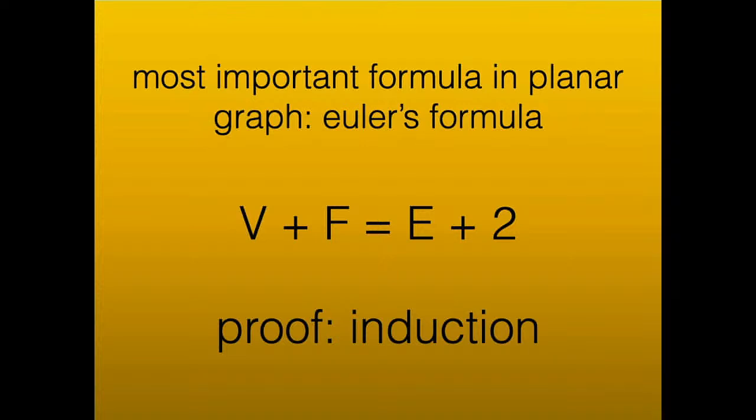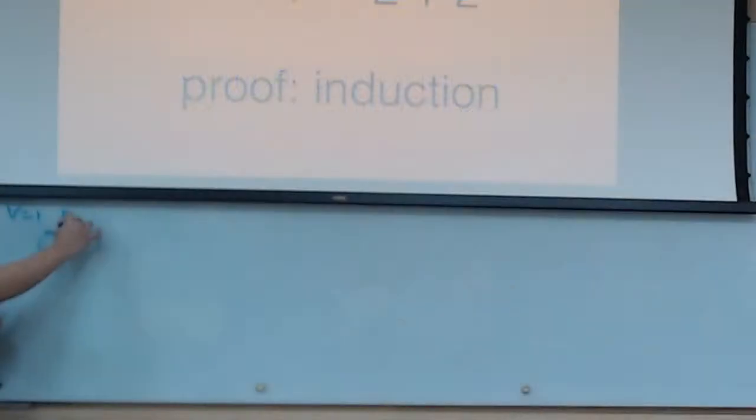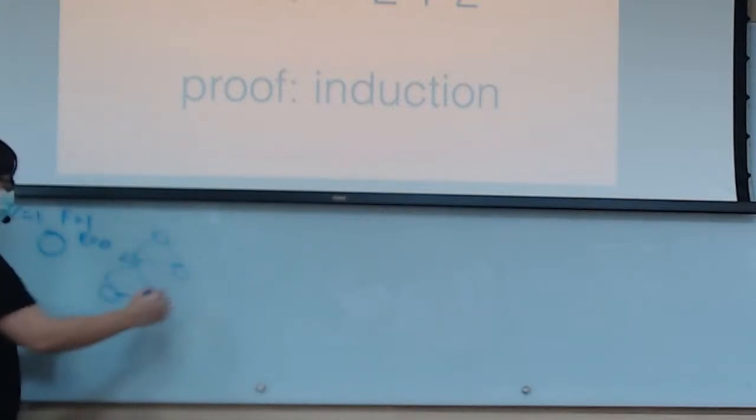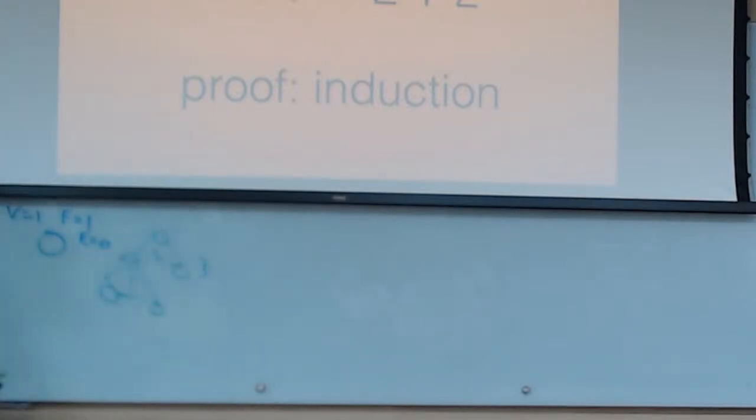Basically, if there is just one node, it's obvious. It's true because V is 1, the number of faces is 1, and E is 0. Let's say there's a planar graph, and the number of faces is F. The outside face is counted as well.